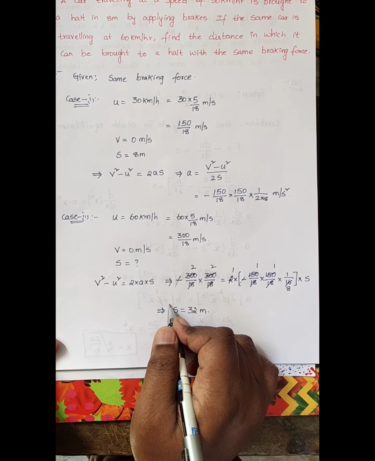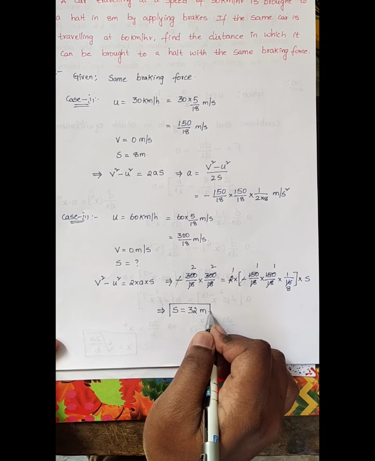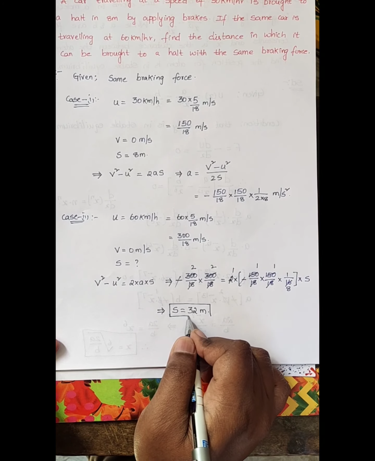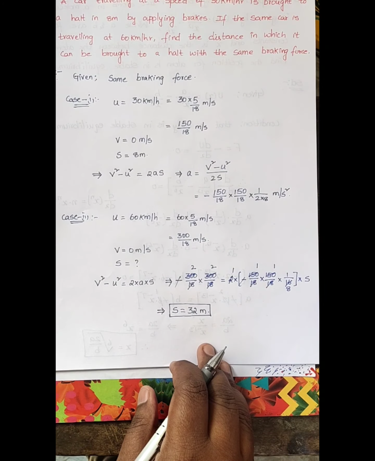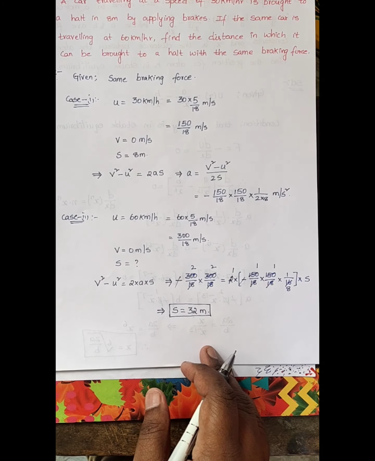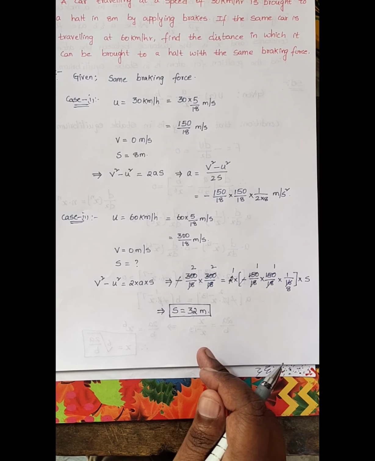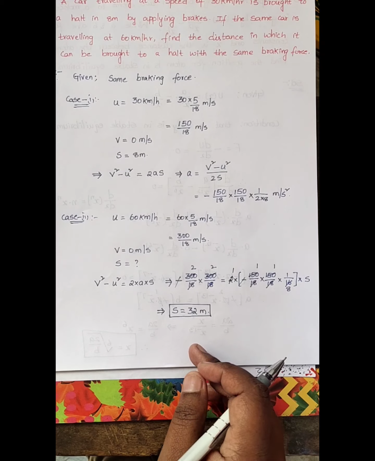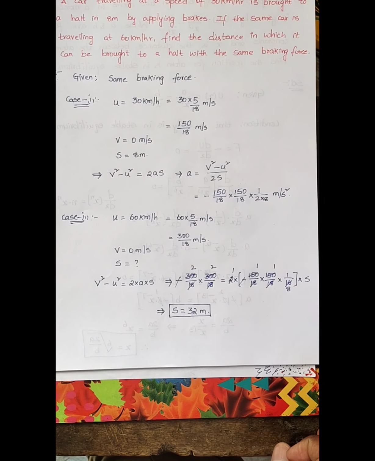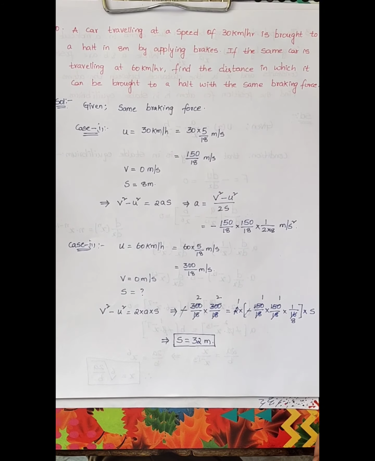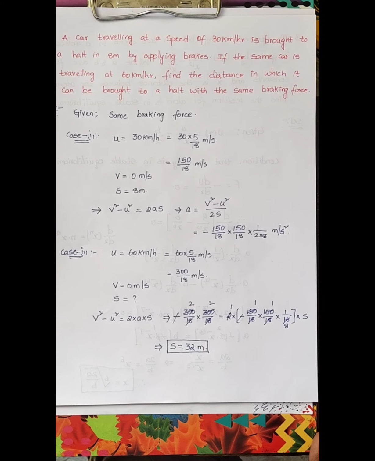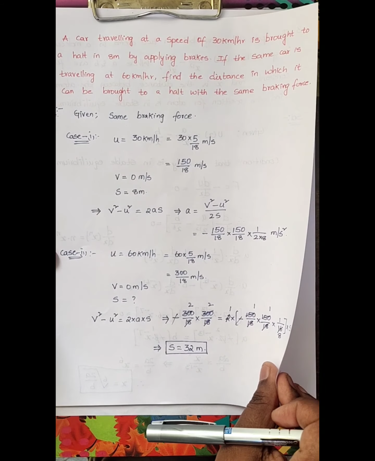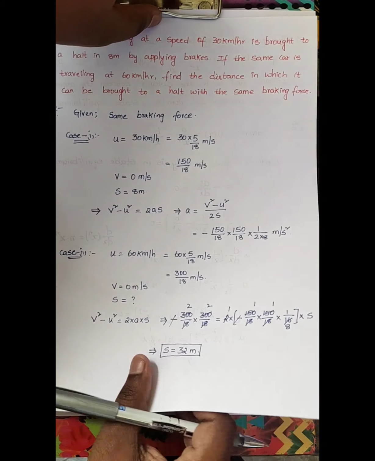So if the car is traveling with a speed of 60 km per hour, then it will travel a distance of 32 meters. It will travel a distance of 32 meters to halt or to stop directly. And I said there are two ways of solving this problem, right? Let us see the second method also. How we can do the second method? See here.